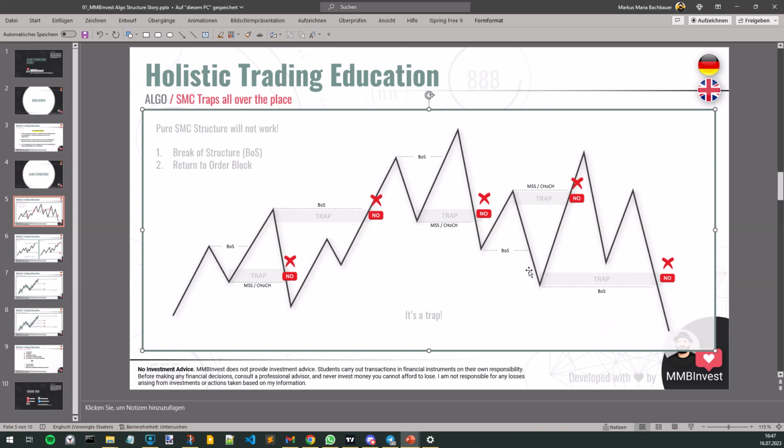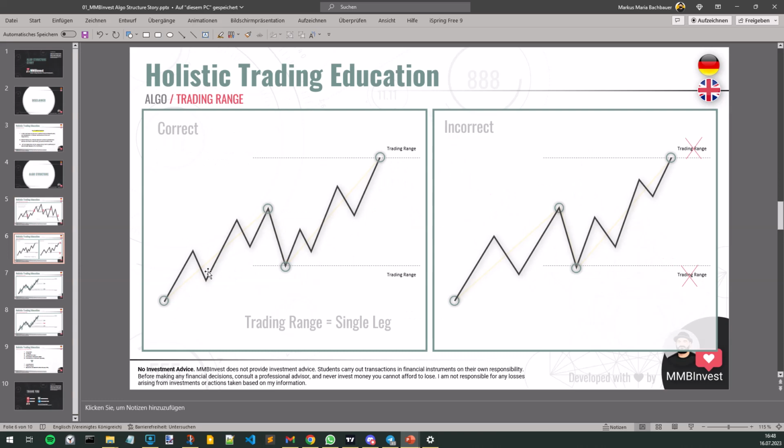Price then again breaks structure, so we wait for a return to the order block, price goes through, and so on and so forth. And what you probably didn't realize yet is that there is a different kind of structure in place called the algo structure, which has to be viewed differently and understood differently. And once you understand it, you will not step into all the traps here.